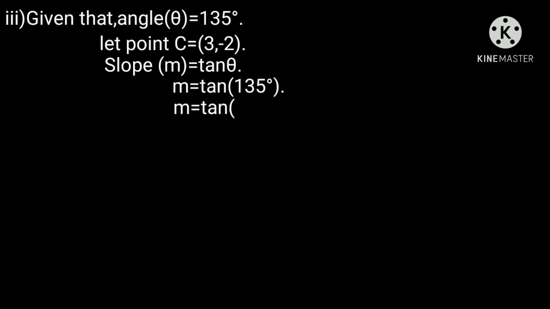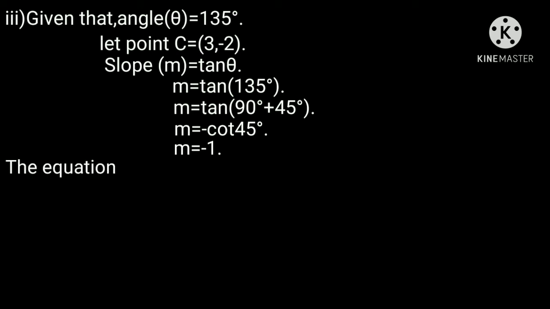That is m equal to tan of 90 plus 45 degrees. We know that tan of 90 plus theta equals minus cot theta. Then m equal to minus cot 45 degrees. Here substitute cot 45 value, then m equal to minus 1.